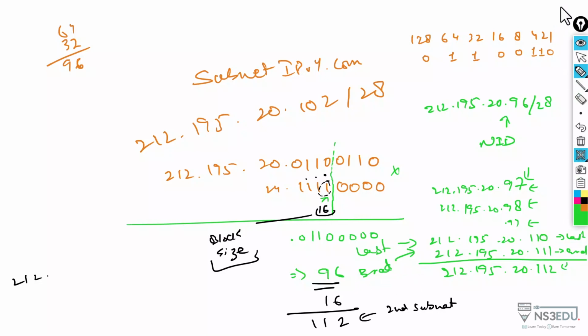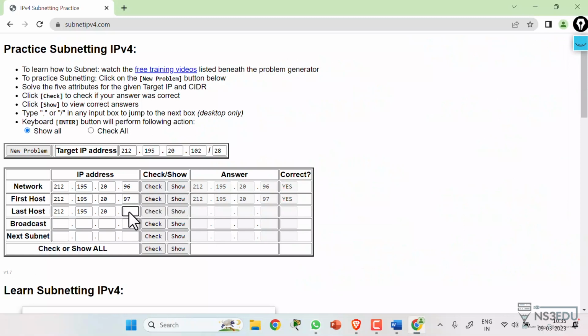Okay, so 110 is the last host. 110, let me check it. Yes, that's correct. What is going to be the broadcast IP? 195, 20 and 111. Let me check. Yes, that's correct. And what's going to be the next subnet? It is obvious, 195.20.112. Okay, check this out. Yes, that's correct. Show. If you want, you can just click on the show right here.